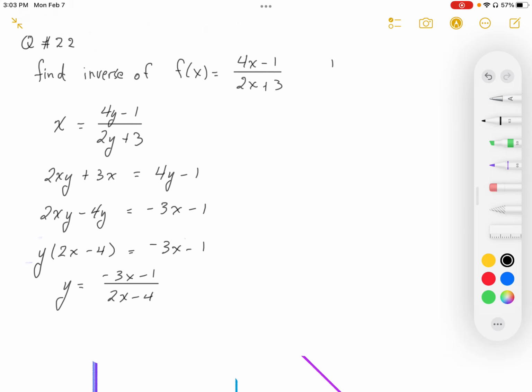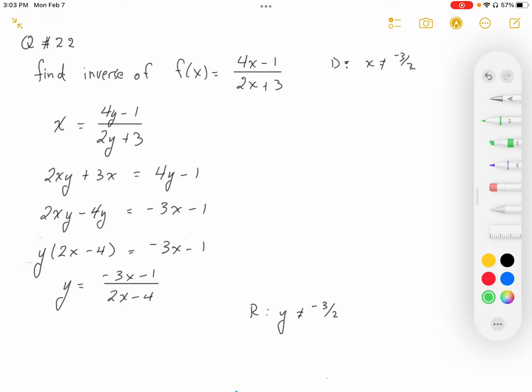So here, the domain was x not equal to negative 3 over 2. So the range in this new expression, just going to erase some of this here. The range in this new expression is going to be y is not equal to negative 3 over 2. Okay, so domain and range switch.